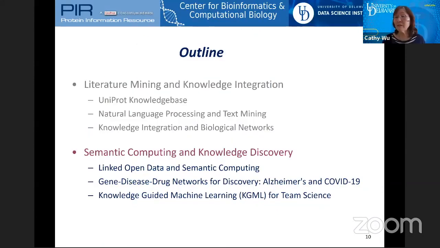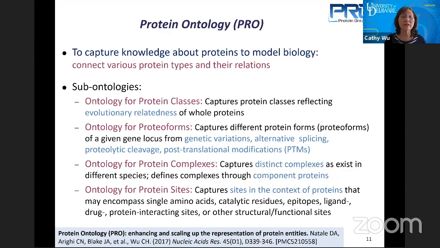So that's the first part about this literature mining and knowledge integration. I wanted to then go into the semantic computing and knowledge discovery aspect. So, talk about the linked open data and how we build, again, this kind of semantic network.